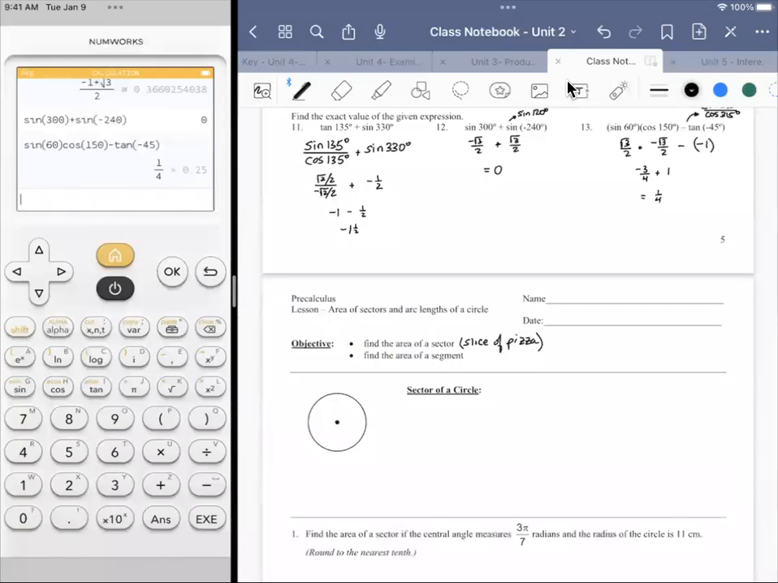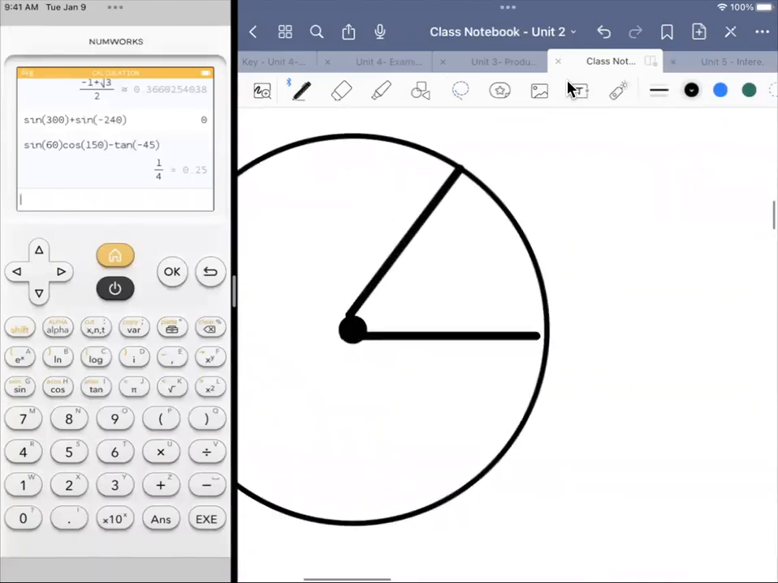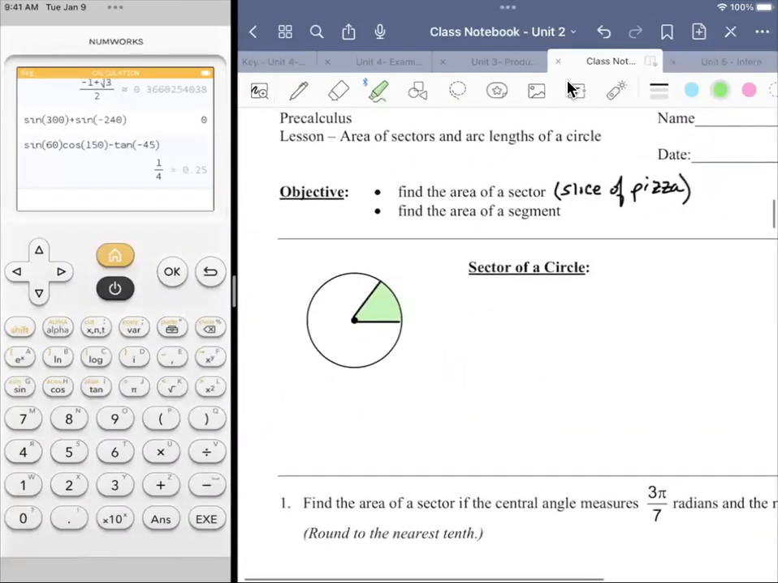So if I draw an angle here, what I'd be looking for when I want to find the area of a sector would be, let me get it in there. I'm looking for this area here. So area of the slice. So that's a fraction of the area of a circle overall. Area of a circle is pi r squared, right? This is going to be a fraction of that.